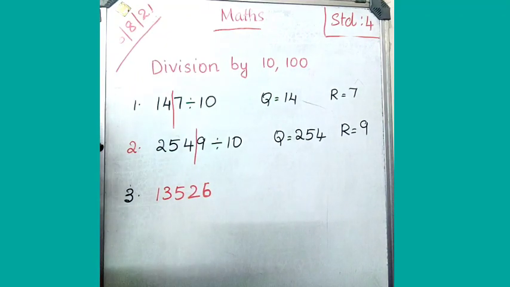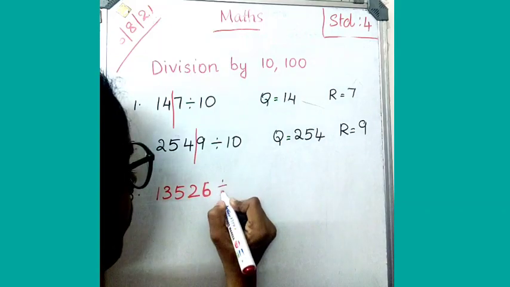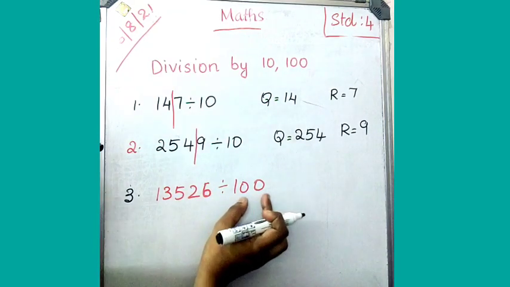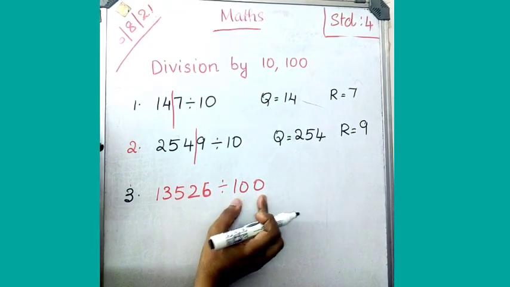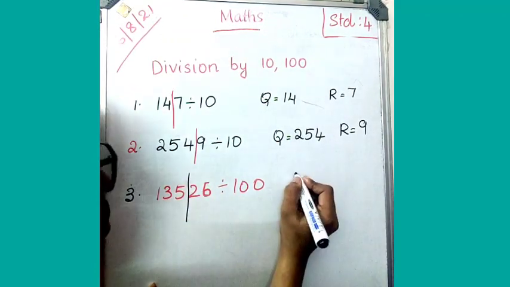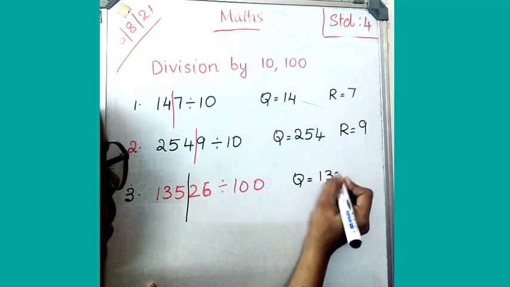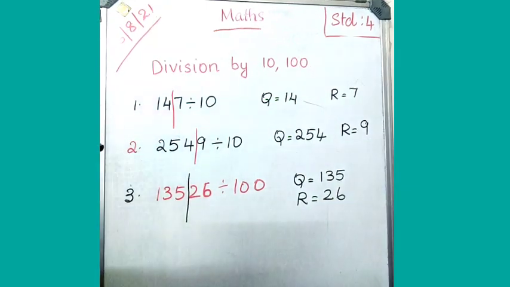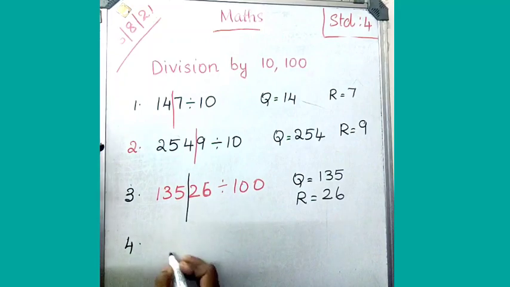13,526 divided by 100. Here how many zeros? Yes, 2 zeros. So how many digits will go in the remainder place? Yes, 2 digits will go as the remainder, as here there are 2 zeros. So 2 places, ones and tens, go as the remainder. So the quotient will be 135 and the remainder will be 26.